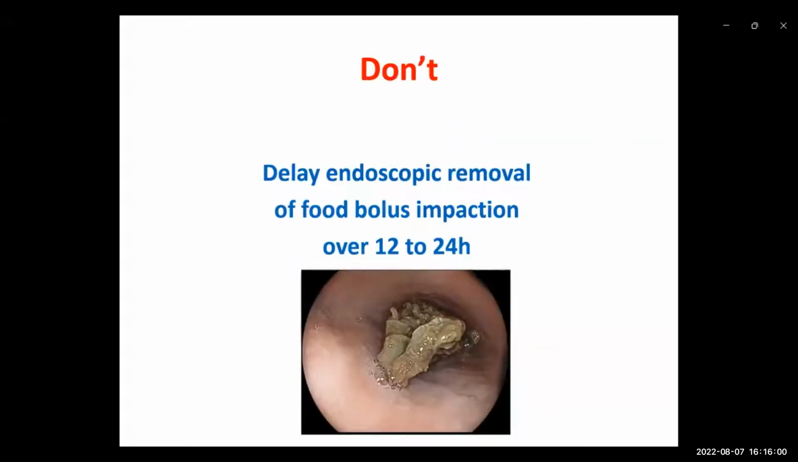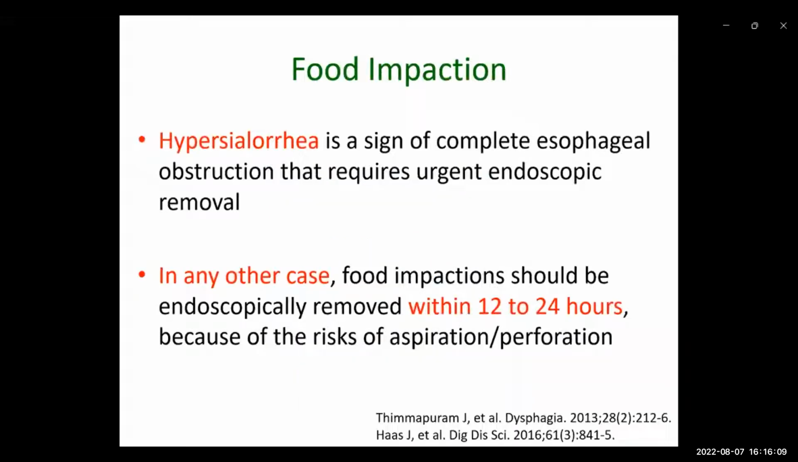Do not delay endoscopic removal of food bolus impaction over 12 to 24 hours. Most food impactions occur in the esophagus. Meat is responsible for most cases in the Western world. Hypersialorrhea is a sign of complete esophageal obstruction that requires urgent endoscopic removal. In any other case, food impactions should be endoscopically removed within 12 to 24 hours because of the risk of perforation.